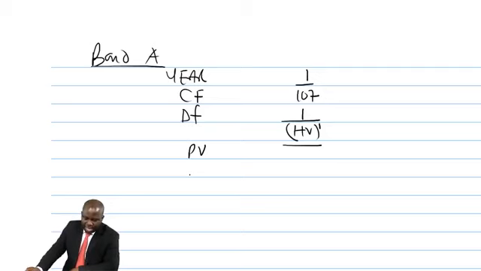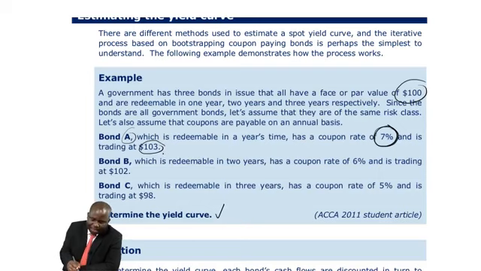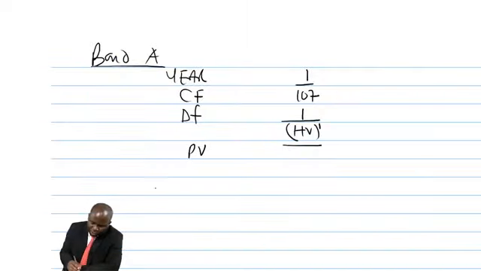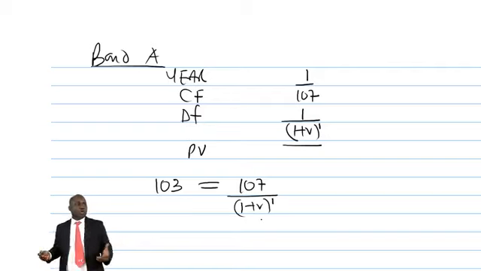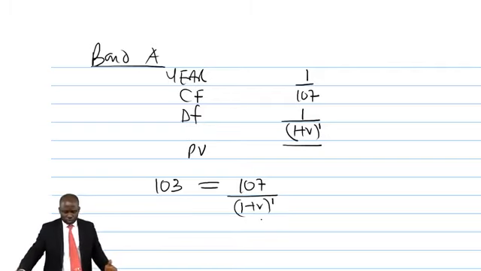What we're doing here is that the market value, which is the PV, should be calculated as the present value of this. So in the exam room, I will go straight and say the market value of bond A, which is 103, should be calculated as the cash flow of 107 divided by 1 plus R raised to the power 1. And I'm going to look for that R. What will be the R?